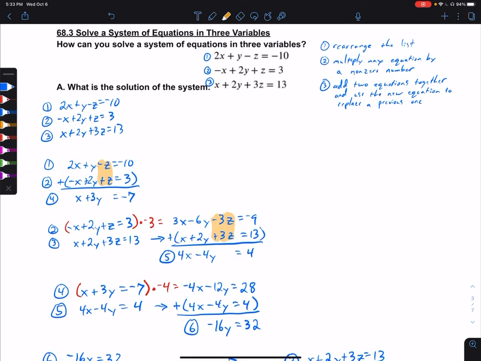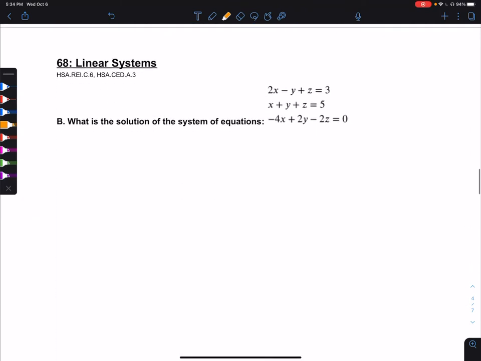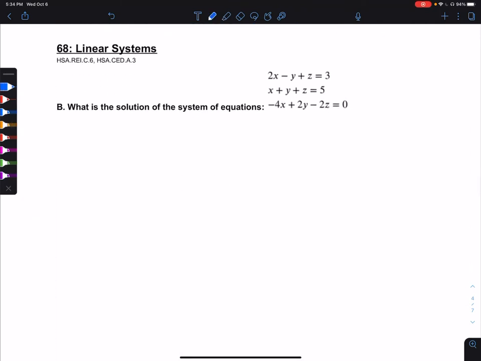We were allowed to do these three things for the most part. We really use option 2 and 3, or rules 2 and 3, where we can multiply any equation by a non-zero number, and we can add two equations together and use the new equation to replace the previous one. So that's what we're going to look to do. Something different will happen in this problem. You'll see as we go.